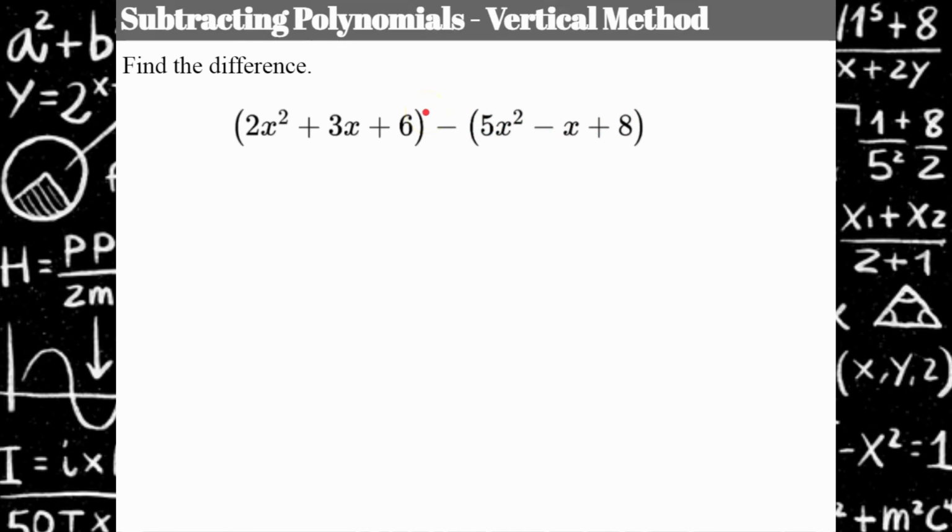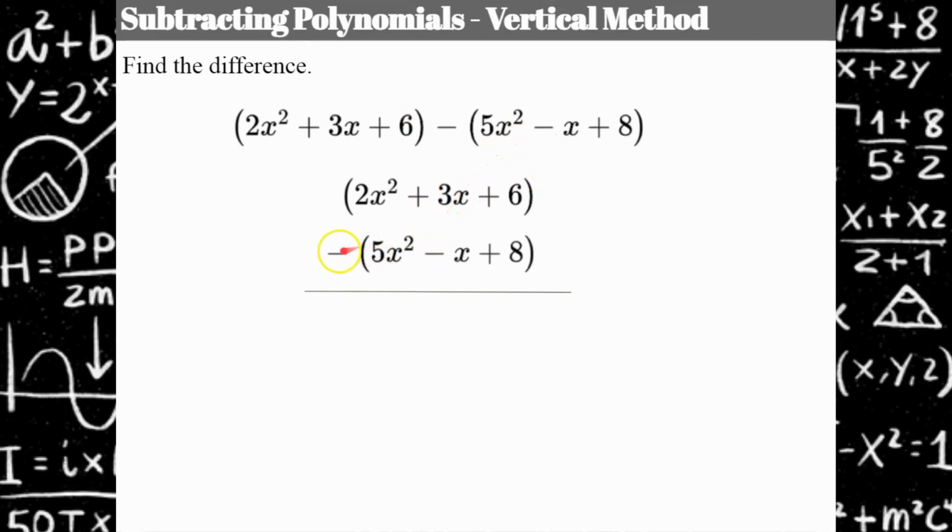So once again, I love the vertical method. I find it far easier to set up, but I'm going to model both methods for you just in case you like the horizontal method. So the first thing we're going to do is take our first polynomial, and then we're going to stack it. We have our subtraction sign, and all our like terms are lined up.